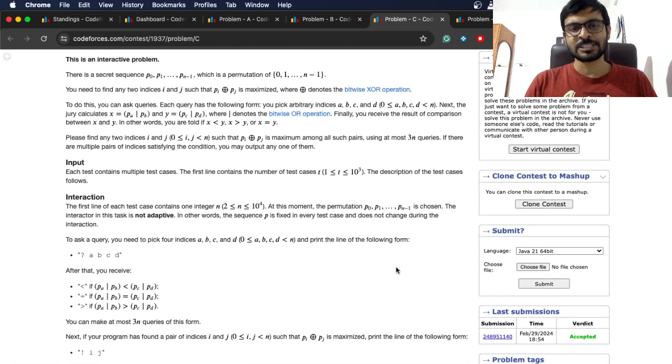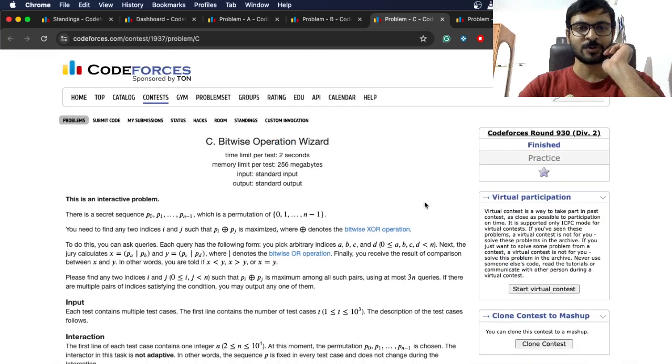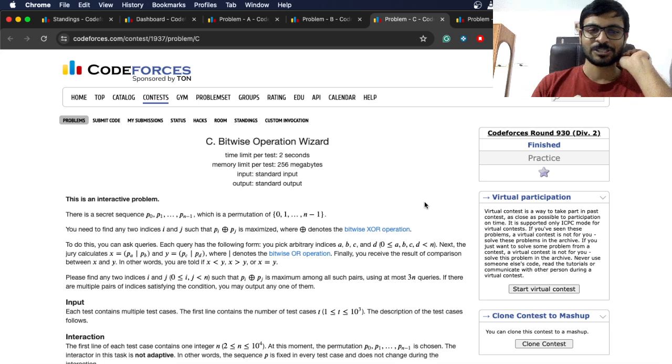For this problem, there is a prerequisite. You need to know bitwise OR and bitwise XOR. You need to know the basics of bit manipulation to be able to understand this problem. Okay, so what does this say?